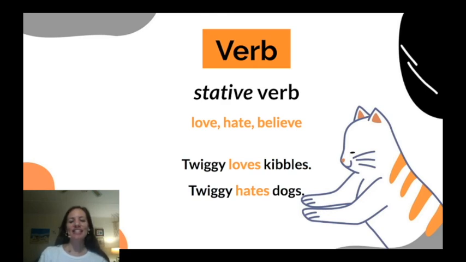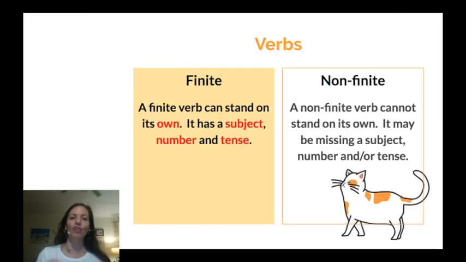So sentences like Twiggy loves her kibbles and Twiggy hates dogs, those words like loves and hates in that situation are stative verbs. Now you wouldn't need to be able to distinguish between all those kinds of verbs, but knowing that they exist and that those words are in fact verbs is very helpful.